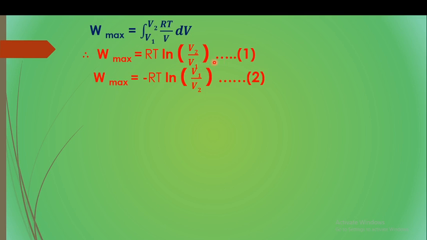This is called equation 1. And also we can rearrange this equation: W max is equal to minus RT ln V1 upon V2, by taking the minus sign common. When R and T are constant, we can write the equation PV is equal to RT, but R and T are constant.